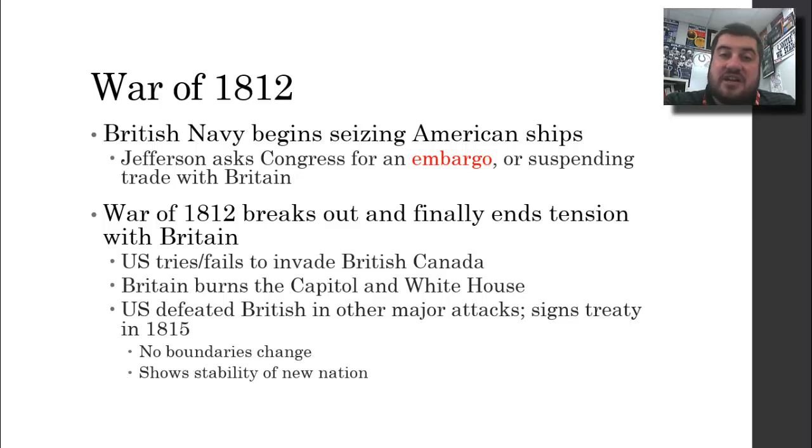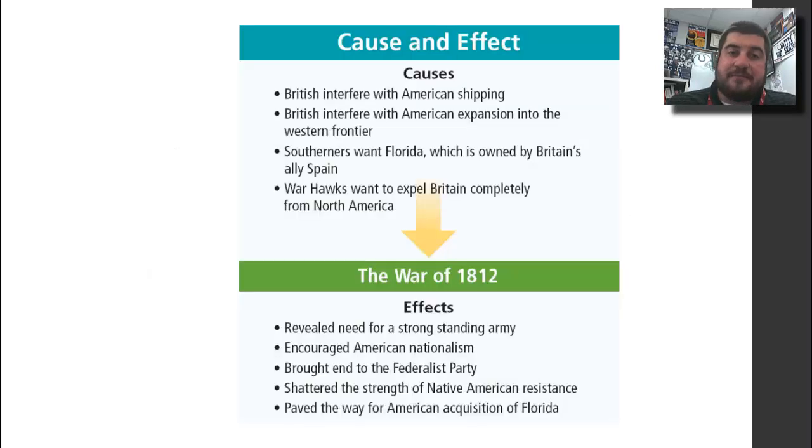The U.S. tries and fails to invade British Canada. We defeated the British in other major attacks, and we signed a treaty in 1815. And no boundaries change. It was basically a stalemate between us, but it does show the stability of the new nation in that we are here to stay.